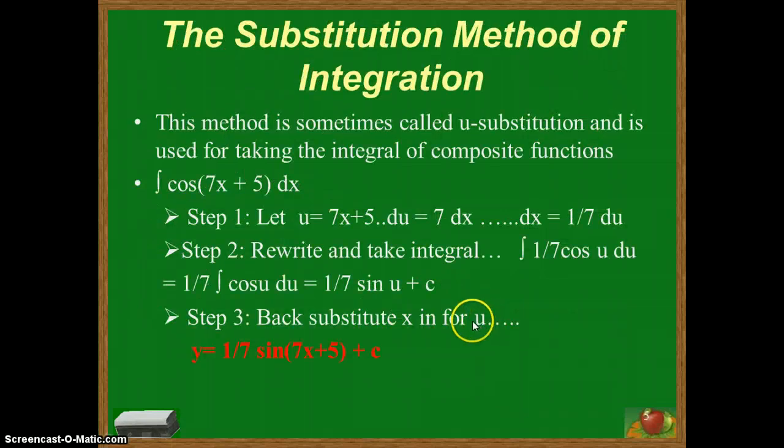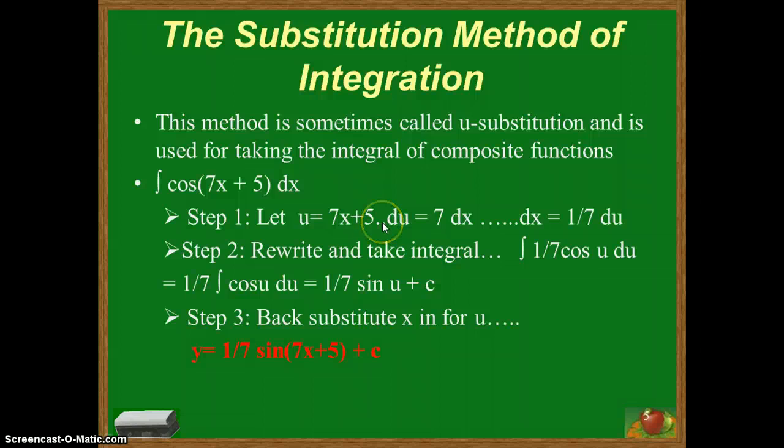Substitution method of integration. This method is sometimes called U substitution and is used for taking the integral of composite functions. Here we have clearly a composite function, the integral of cosine of 7x plus 5 dx. Step 1, let's let U represent our inside function, 7x plus 5.